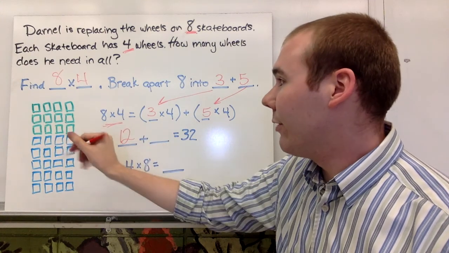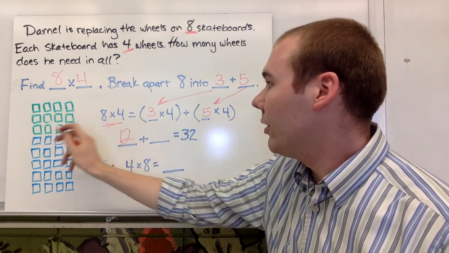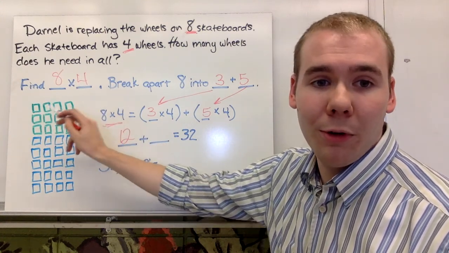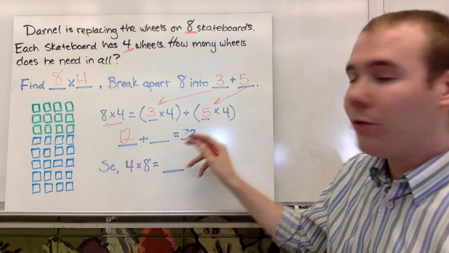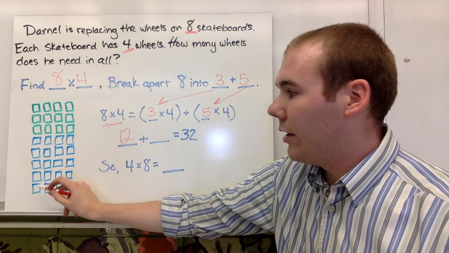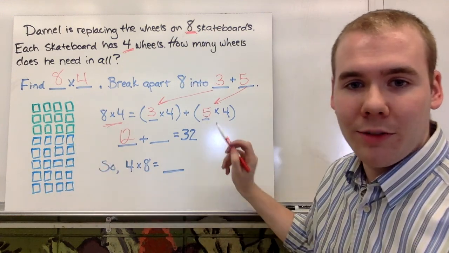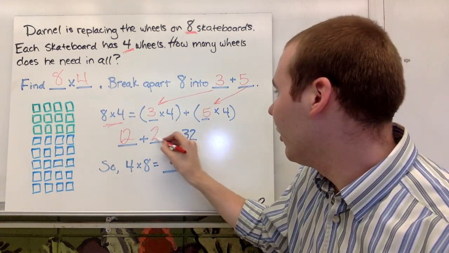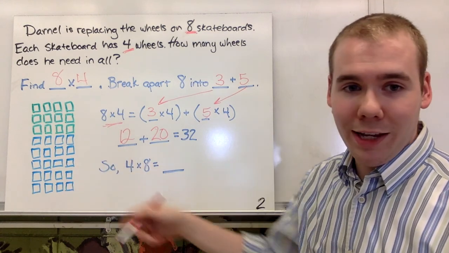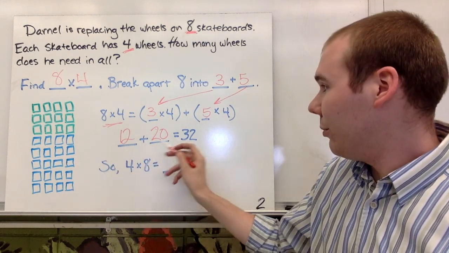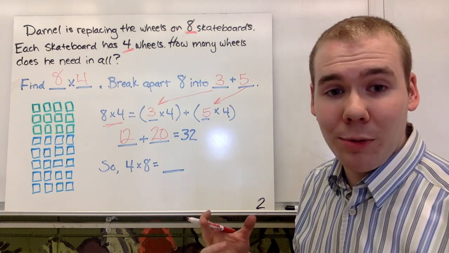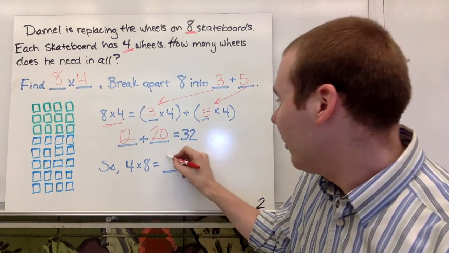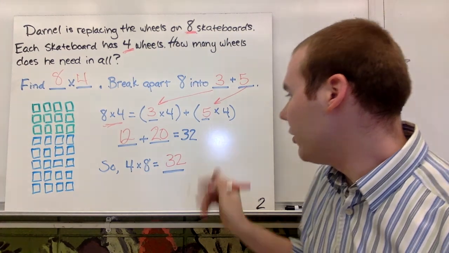So, when we multiply 3 times 4, that's going to give us 12. I also have this little graph over here, 3 groups of 4. You can count those up. 1, 2, 3, 4, 5, 6, 7, 8, 9, 10, 11, 12. So 12 plus 5 times 4, 5 times 4 equals 20. And if you want to count all those, you can. There's 20 of them. So 12 plus 20 equals 32. So we know by using the distributive property that 4 times 8 equals 32.